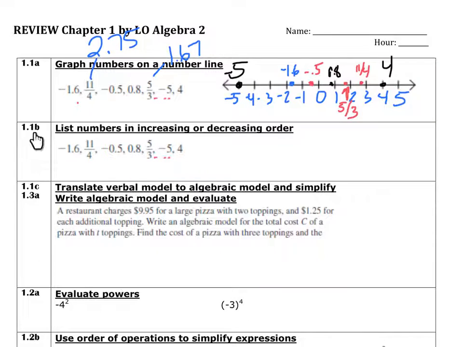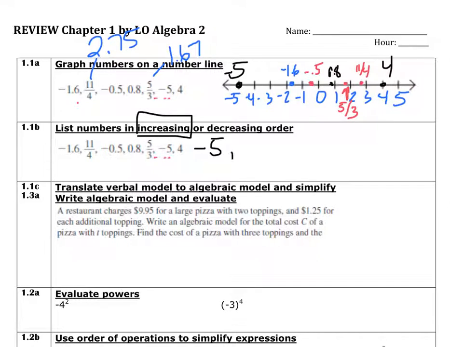Now, Learning Objective 1.1b wants us to list the numbers in increasing or decreasing order. Let's actually put these numbers in increasing order. So increasing means from smallest to largest. Now we've already put them on the number line, which is nice, so we can actually see their increasing order from smallest to largest right now. So if we just take that, we can see it's -5, then the -1.6, and so forth. So if we write those, again, this is increasing order.